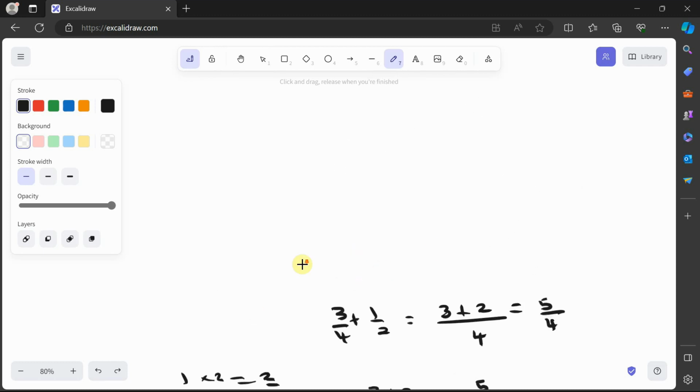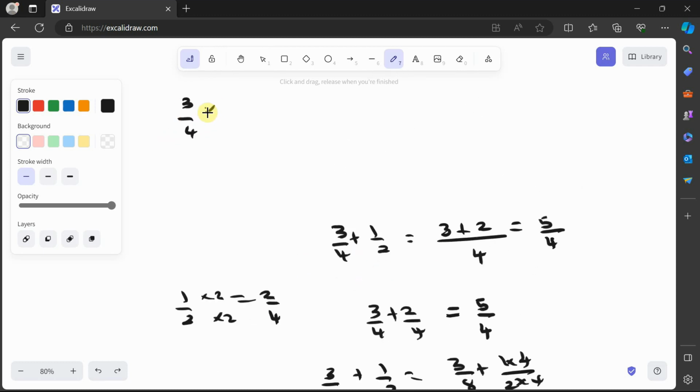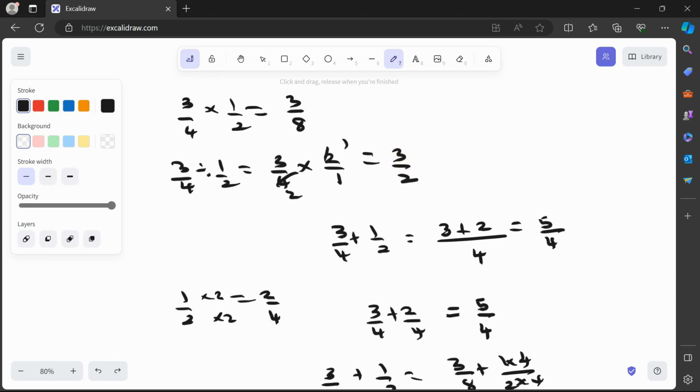For this particular question, if you had 3 over 4 times 1 over 2, you don't need to bother yourself. 3 times 1 is 3, 4 times 2 is 8. And if I had 3 over 4 divided by 1 over 2, I'll just say 3 over 4 and find the inverse of the divisor. So times 2 over 1. So 2 here and 1, 2 here and 2. And this is 3 over 2. So this is basically it about addition and subtraction. I'm sure we probably already knew the trick, and if you did not know, you've learned something new.